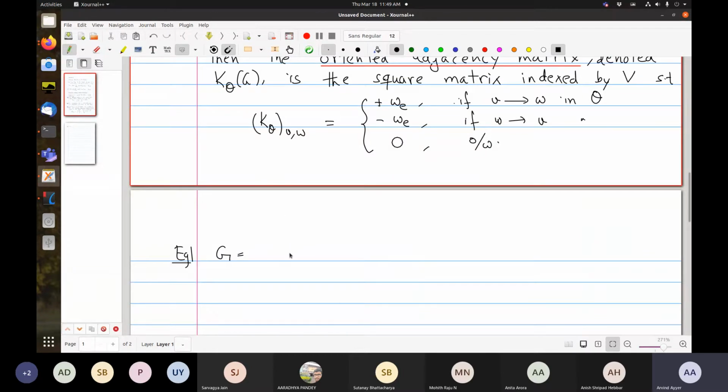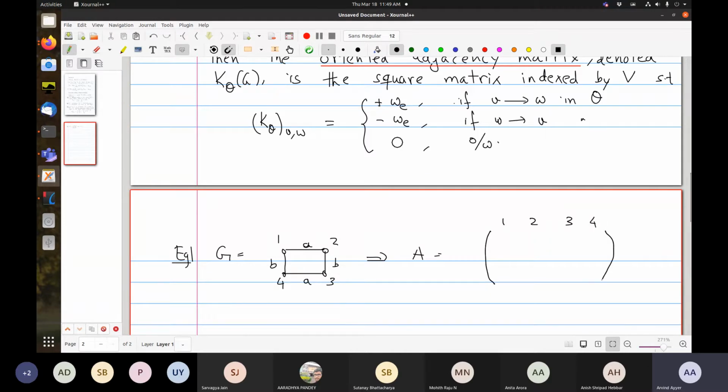Okay, so let's take a simple example. Let me take a square. And I want to give edge weights. So let me give horizontal edges weight a and vertical edges weight b. And let me also label the graph in some way, so let's say 1, 2, 3, 4. Okay, so then A is what? I'll index the vertices in the obvious way.